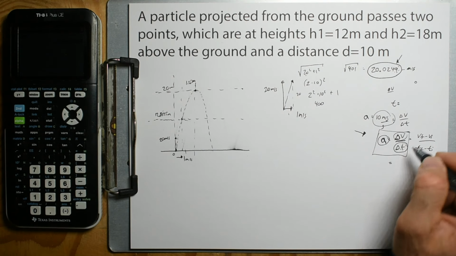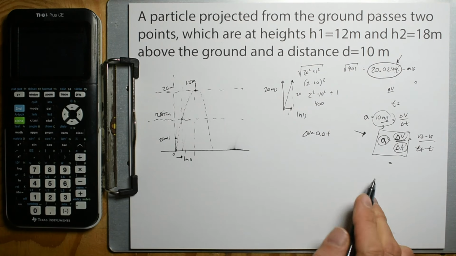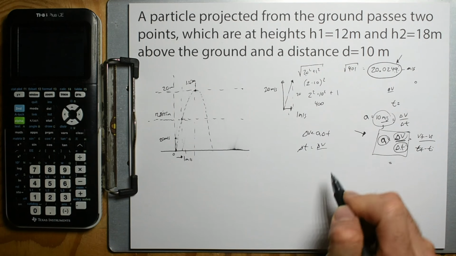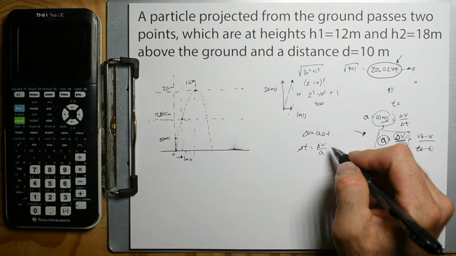So I can solve for change in velocity. That's going to be change in velocity is acceleration times change in time. I can solve for change in time. Change in time is going to be change in velocity divided by acceleration. And so that's kind of what we're going to do.